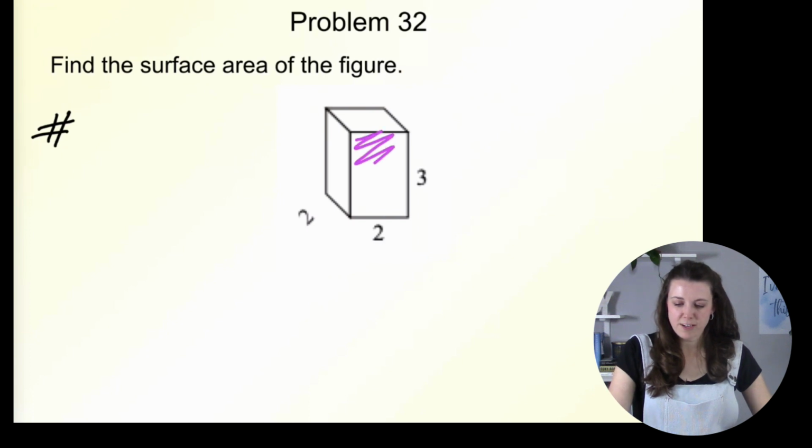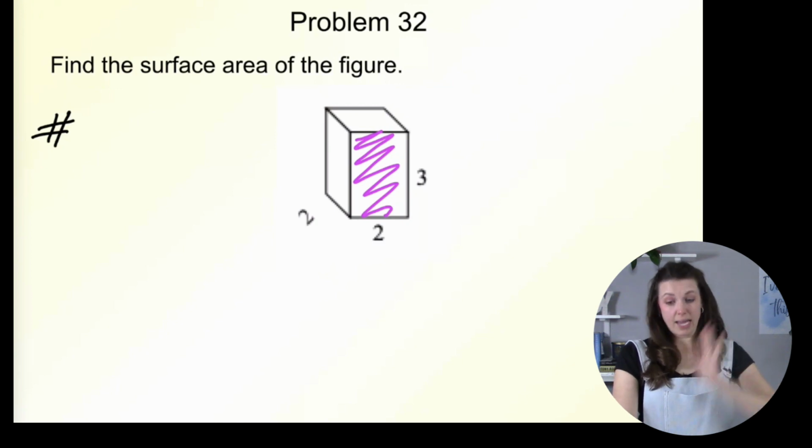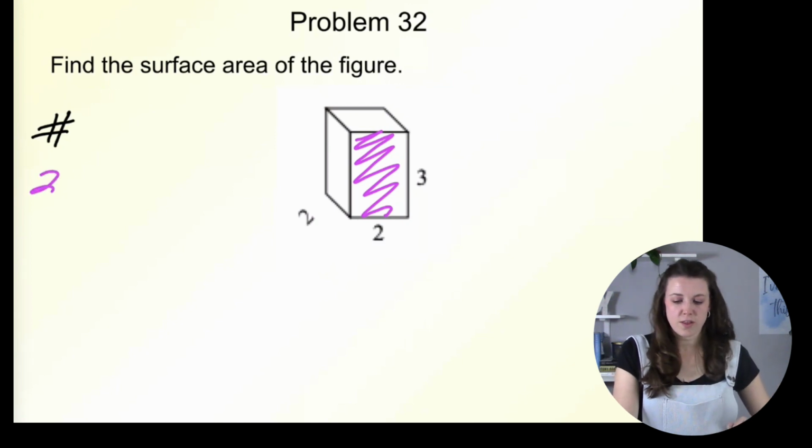We're going to do the front side first. So we have 2 times 3, so there's the front side and the back side. So there's 2 of those, and we'll go 2 times 3. And let's go with the top.